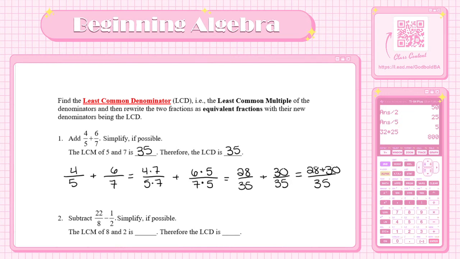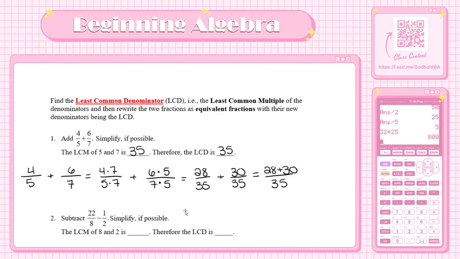plus 30. I've kind of run out of room here. I left too much space, and then I got all squishy. Let's just scooch that over a little bit. Okay. So 28 plus 30 is 58.